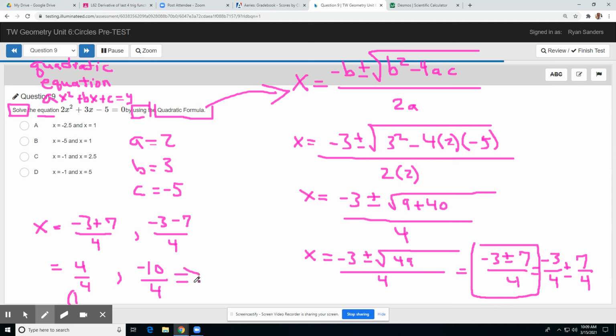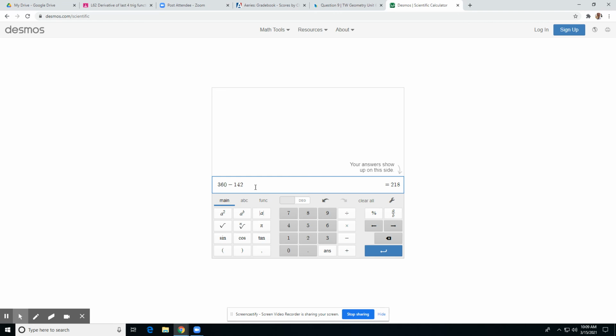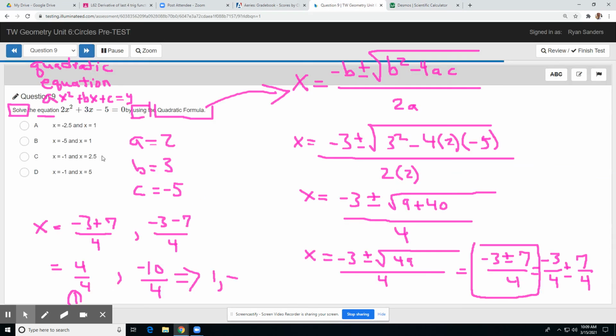I'll just write it over here. 1 comma negative 10 divided by 4, which is negative 2.5. These are our solutions for x. We got 2 of them: negative 2.5 and 1. All right, so just plugging things in and being careful, go all the way through.